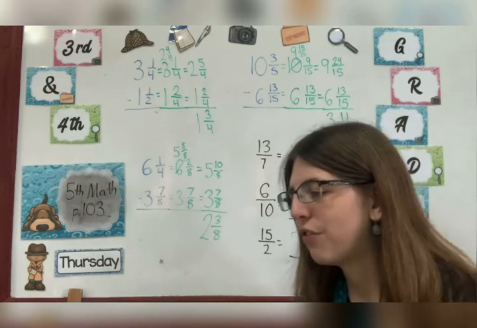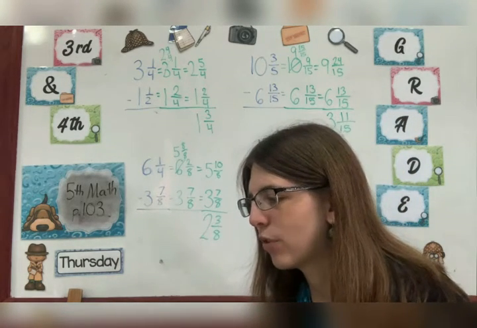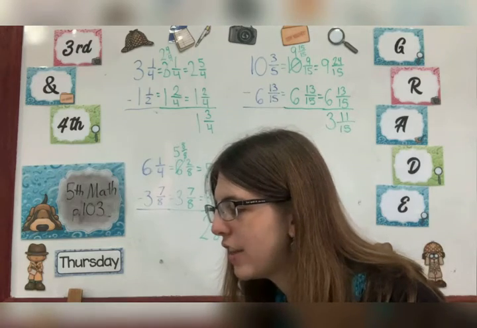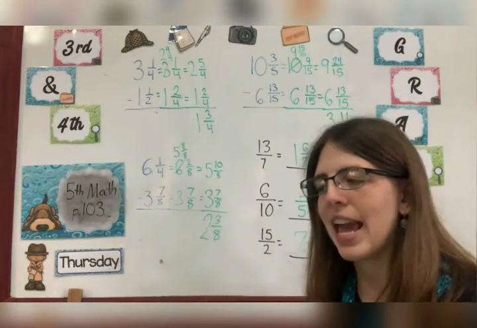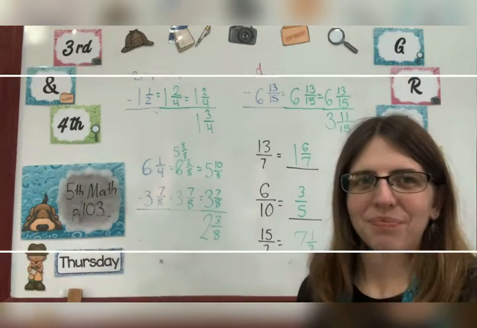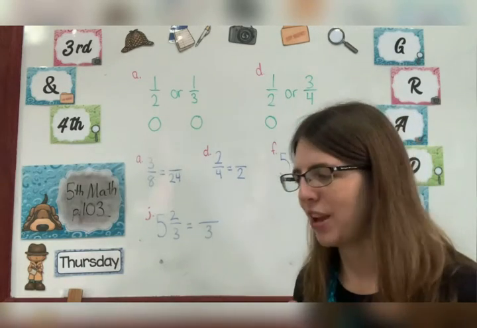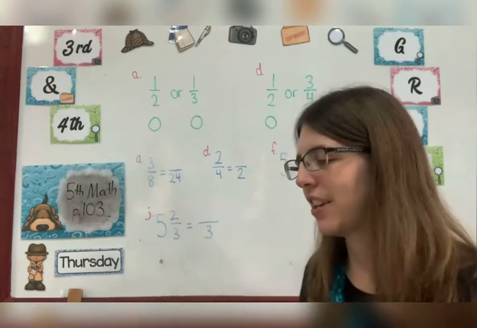All right, you're going to finish number 3, letters D through J, because we just did A, B, and C together. All right, we're going to finish up with exercises 4 and 5.